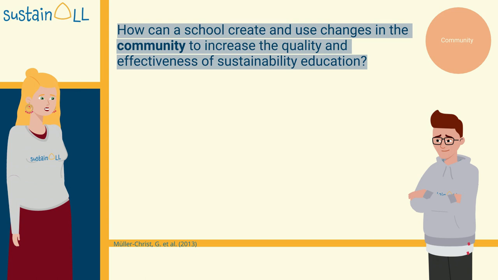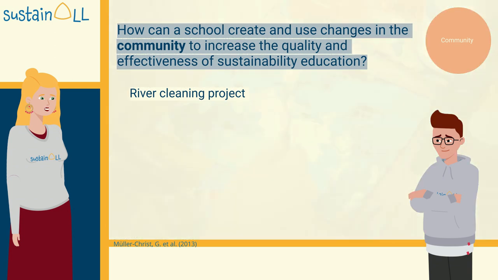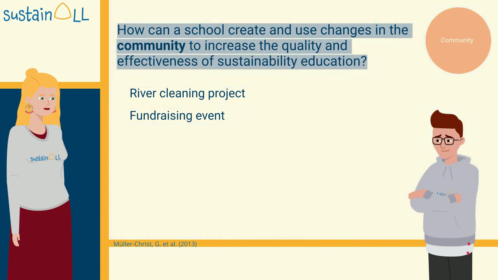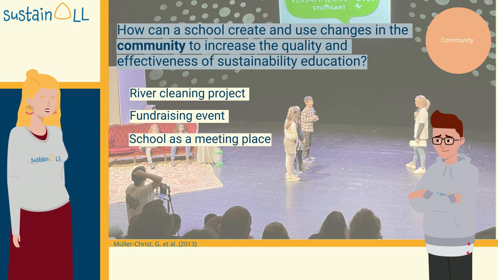So here are some ideas to create developments in the field community of the 4Cs model. What about organizing a river cleaning project in the school's environment, as it is done by a school in Portugal? Or have you ever thought about organizing a fundraising event for people in need by auctioning students' created paintings as it was done by an Austrian school? And one last idea, have you ever thought about your school as a meeting place, where the future of schooling and topics of sustainability are discussed with the wider school community?